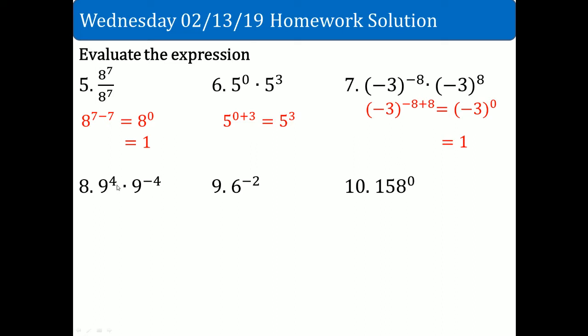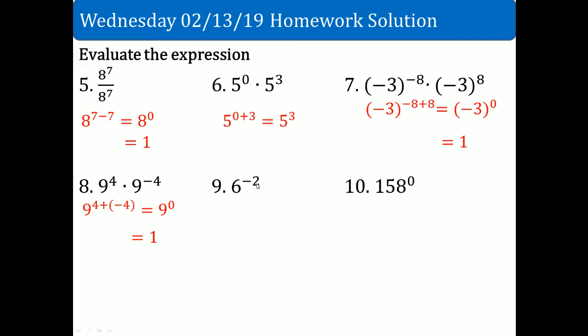Next, 9 to the 4th power times 9 to the negative 4. Okay? We add the two exponents, so it becomes 9, and the exponent is 4 plus negative 4. That gets you 0. 9 to the 0 power is just 1.